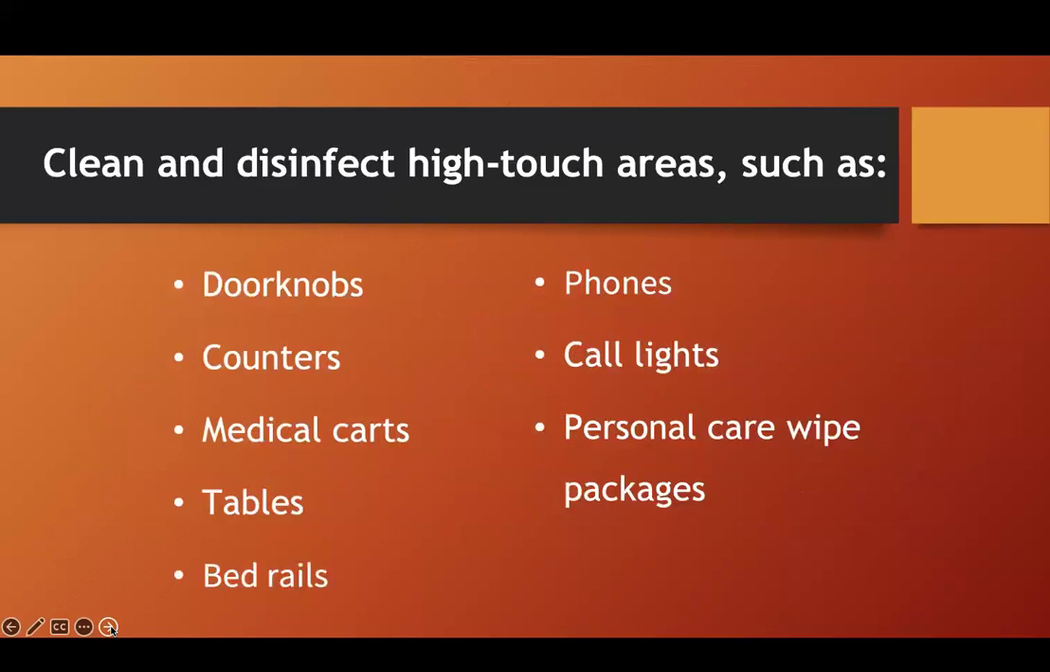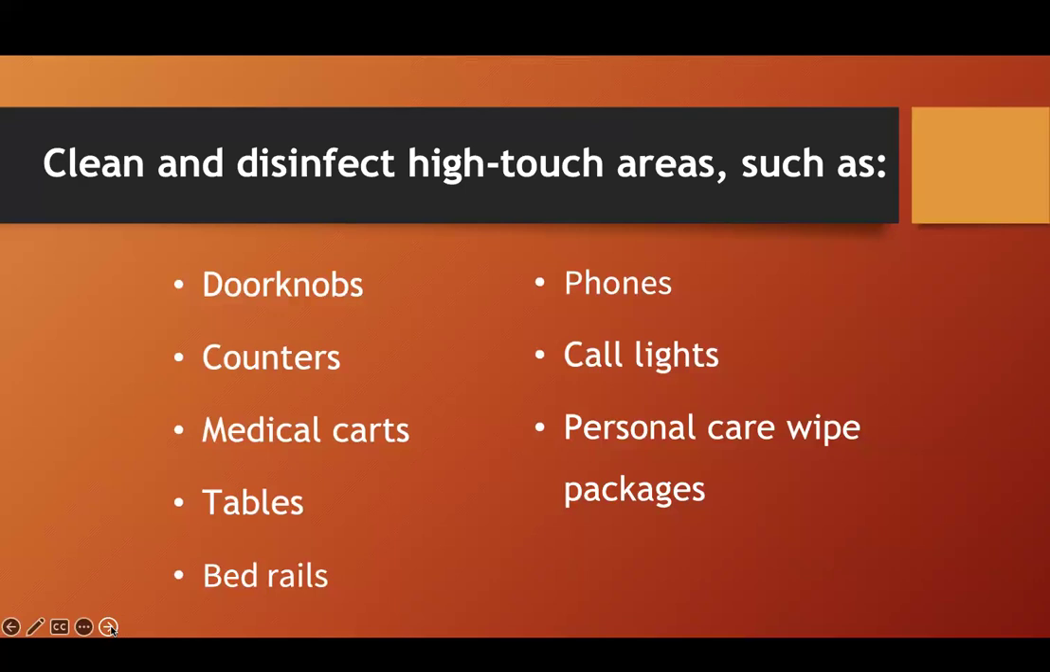Clean and disinfect high-touch areas. Now, there's many high-touch areas. I just touched on a few here. Doorknobs are a big one. Counters, medical carts. Make sure that you have a routine cleaning schedule for the medical carts. Tables, the overbed tables are something where there's a lot of germs on those. Those should be cleaned before and after meals. You don't want the patient eating on a tray full of germs.